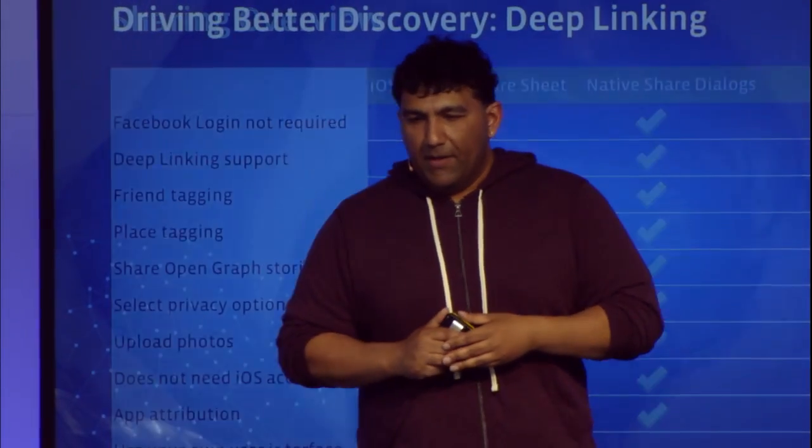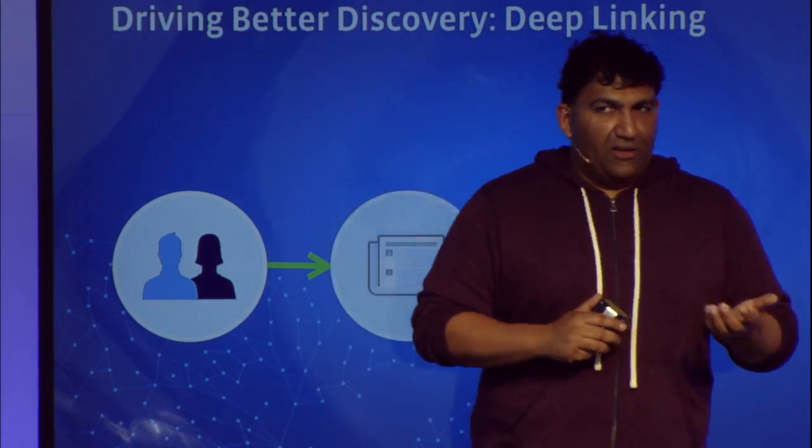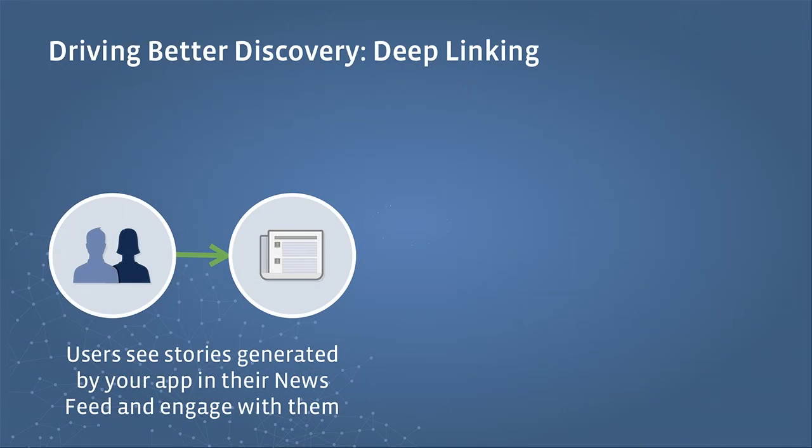Okay. Now, the other thing about sharing that's pretty cool is deep linking. I think Simon touched on this a little bit briefly, and I'm going to show you how we actually build it right now. So deep linking is pretty straightforward. It's what enables this virtuous cycle of organic sharing to happen. So you enable publishing from within your app.